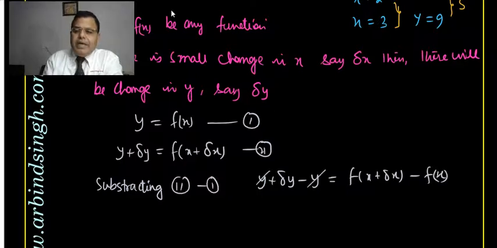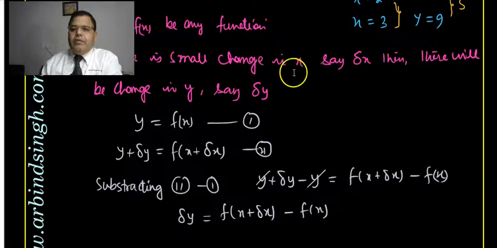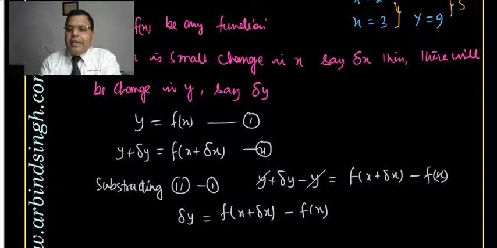So y and y cancel. So delta y is equal to f of x plus delta x minus f of x, isn't it? Now you can understand here delta x changes for delta y. So when delta x changes, then delta y will change. You can also say like this: whenever there is a change in x as delta x, then the change in y is delta y.